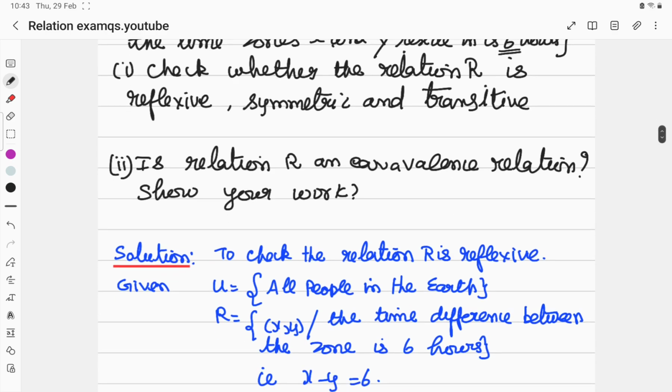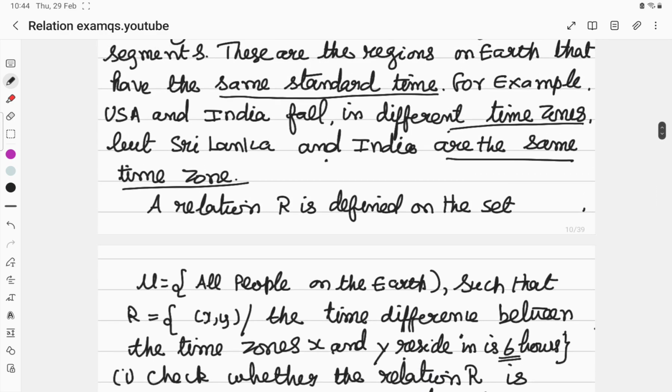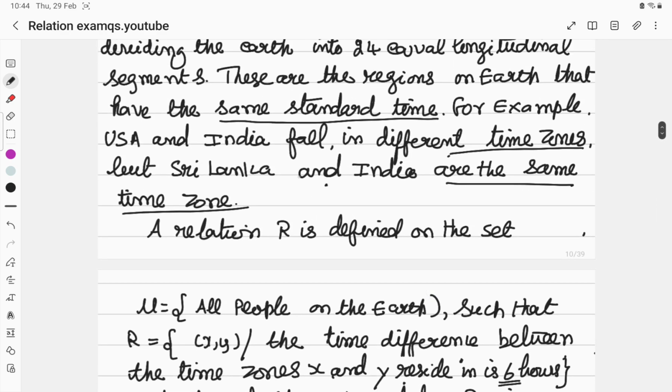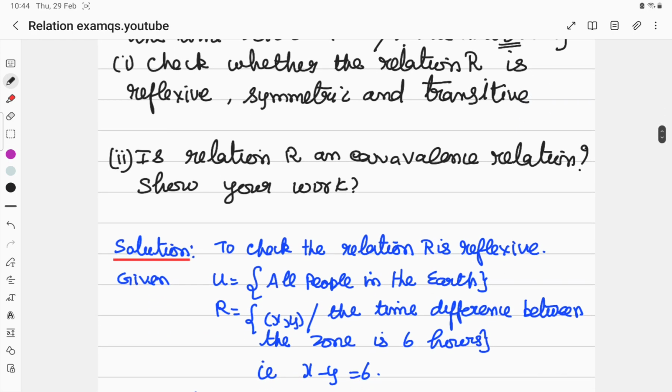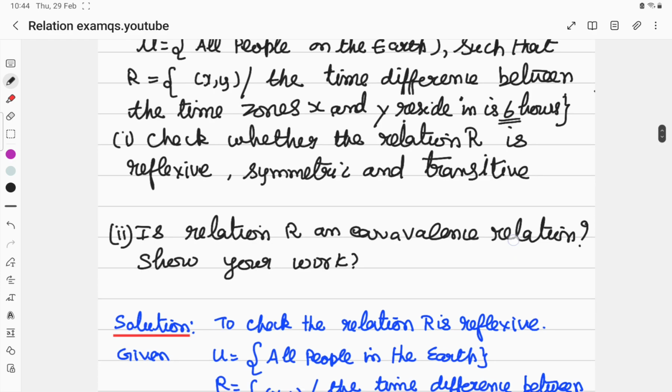Solution. The given universal set is all people on the earth. The relation is on the different zones, where the time difference between the zones is 6 hours. They are given that Sri Lanka and India are in the same time zone, and USA and India are in different time zones. But the difference between the time zones is always 6 hours.